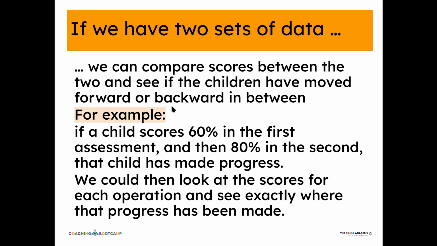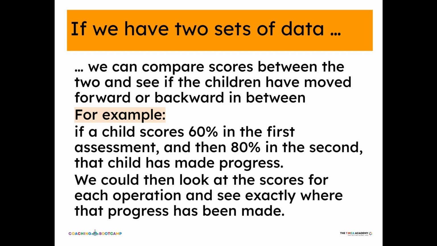Okay, so for example, if a child gets an overall score of 60% in the first assessment, and then an overall score of 80 in the second, that child has made some progress somewhere. Okay, so they've moved up 20 percentage points between the beginning of the year and the end of the year. So we could then look at the scores for each operation and see exactly where that progress has been made by that child. So we would then dig deeper into, is it in addition, is it in subtraction, multiplication, division, or is it a bit more messy than that, because it can actually be messy.